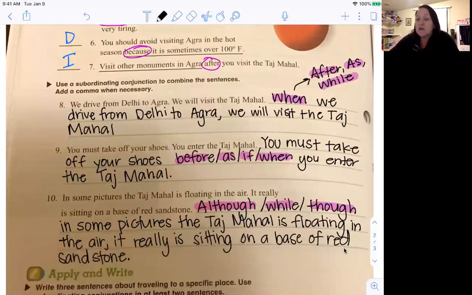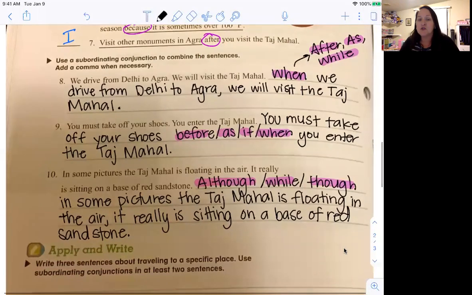But number 8, we could have combined. Why, when, after, as, or while we drive from Delhi to Agra, we will visit the Taj Mahal. Oops, need a period right there. And then let's look at 9. You must take off your shoes before, as, if, or when you enter the Taj Mahal. You can use any 4 of those. And number 10, although, while, or though in some pictures the Taj Mahal is floating in the air, it really is sitting on a base of red sandstone.